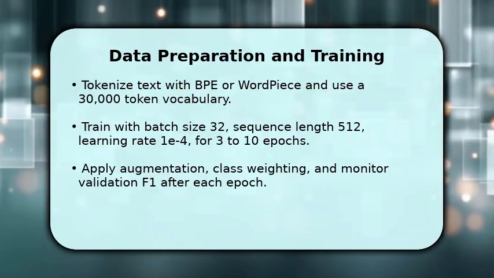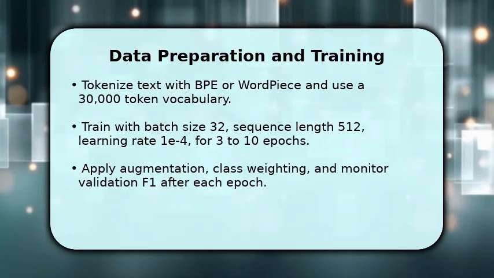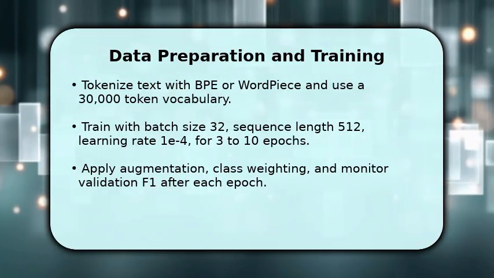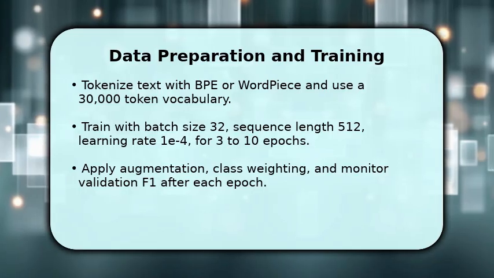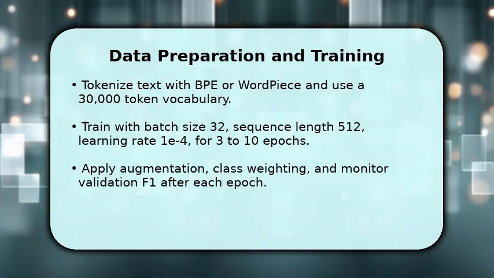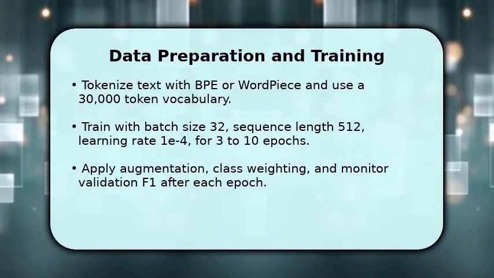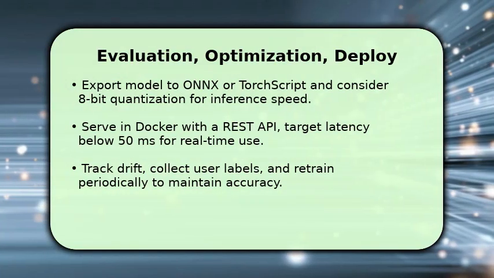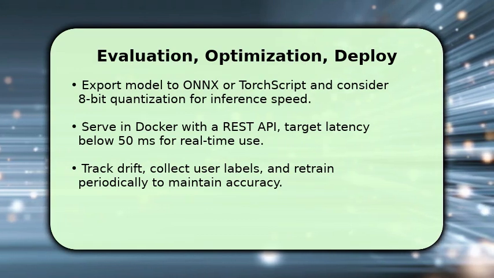Train for 3 to 10 epochs while monitoring validation loss and F1 score for early stopping. Apply augmentation techniques, class weighting, and data balancing when facing skewed labels. Log hyperparameters and checkpoints for reproducibility and comparison. Evaluate your final model on held-out test sets and report F1, precision, recall, and confusion matrices.